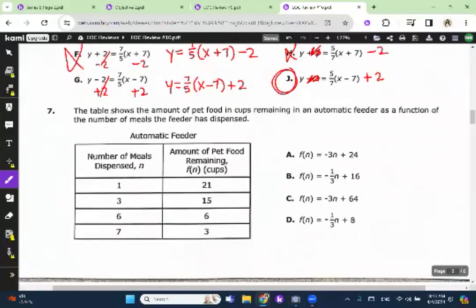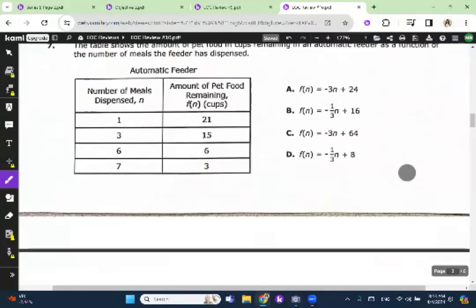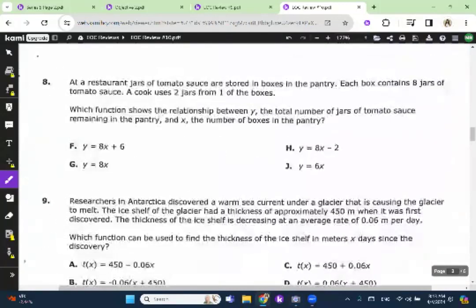All right, number 7. You can just type that into stat edit and get your equation. So I'm going to let you do that on your own. Let's look at number 8. Number 8, your equations are in slope intercept form. So you're just trying to figure out which number is your slope. Which one is it?